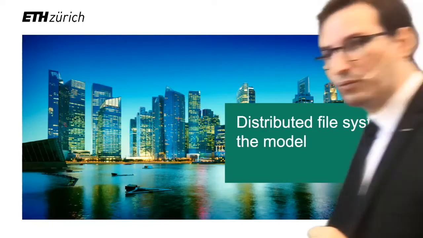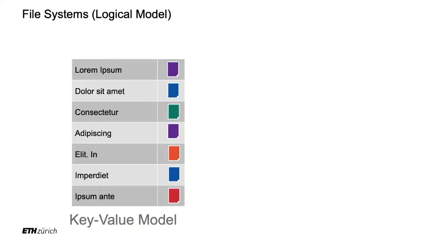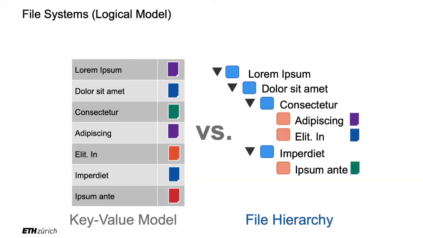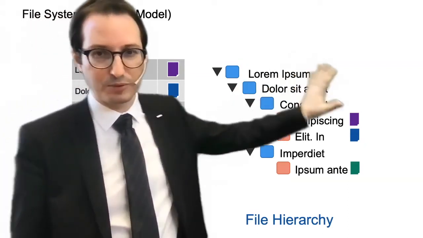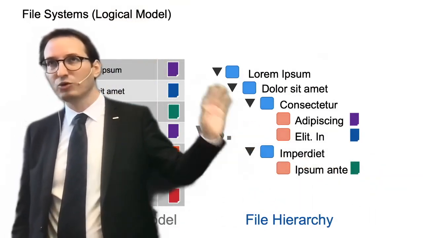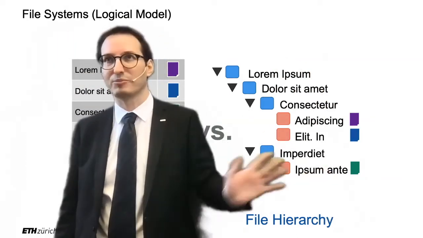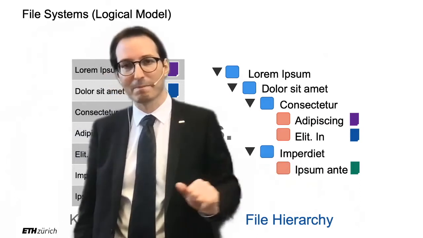So I'm going to start with the model. You will see that the model is actually pretty simple. That's actually why it's a good model. All right, so the key value model is what we saw last week, where you just have keys associated with values. We are going to reintroduce today the same things you have on your local laptop. We will have a file hierarchy. So in HDFS, you have directories and files organized in a hierarchy like that, just like you have on your laptop. So it's very intuitive, all right?